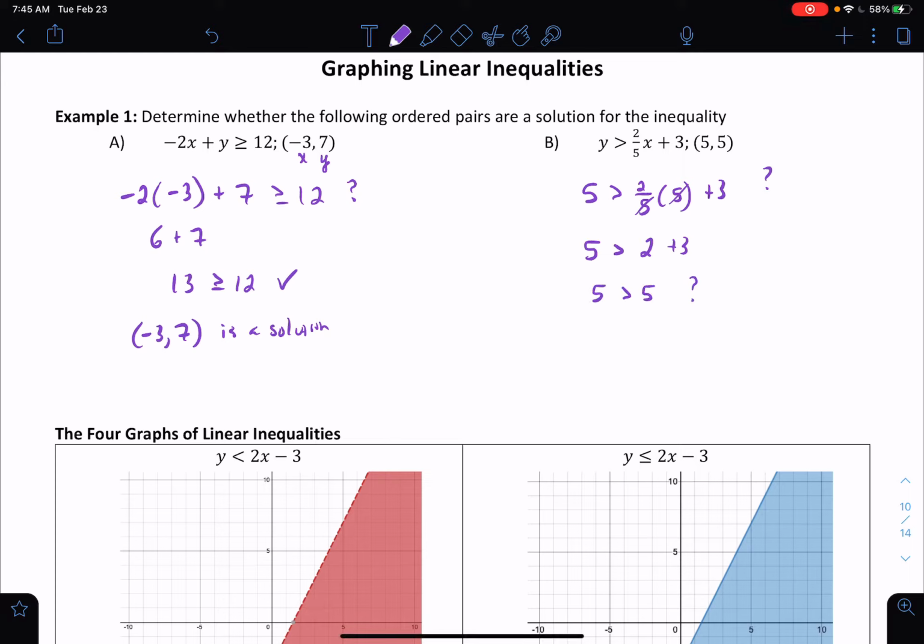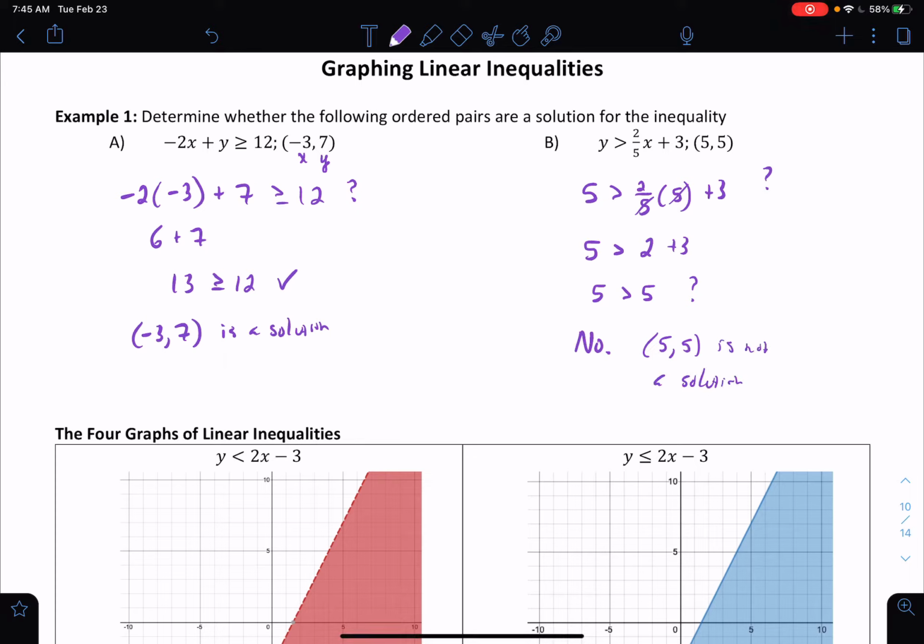Is 5 greater than 5? No, 5 is not greater than 5. 5 equals 5, but I don't have equality as part of this inequality symbol. I just have greater than. So no, 5, 5 is not a solution.